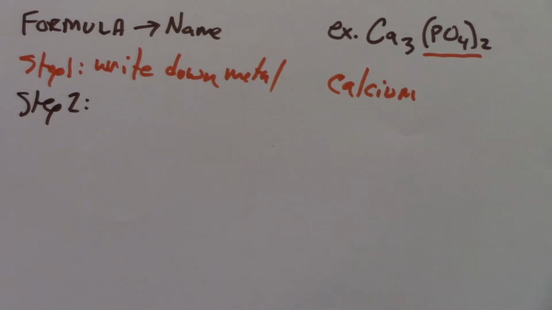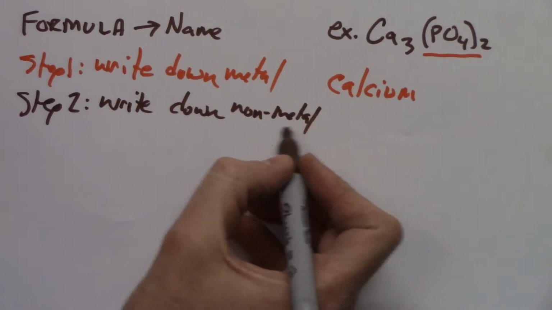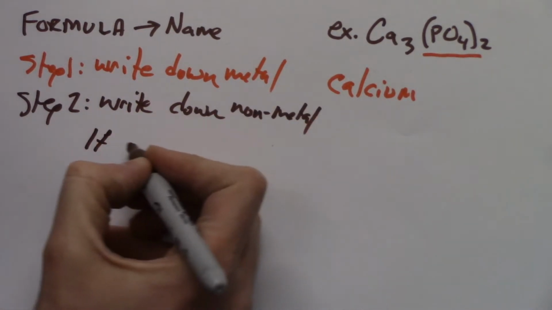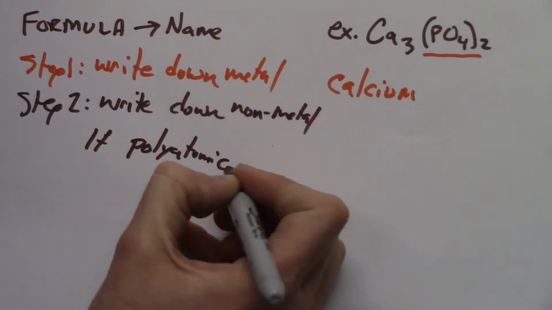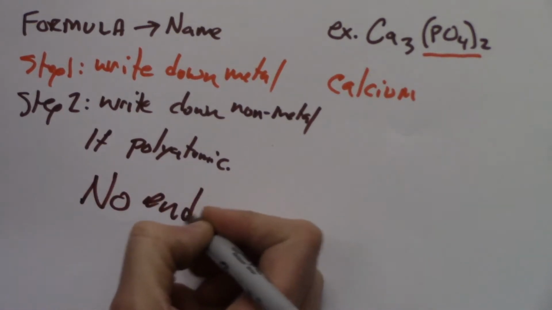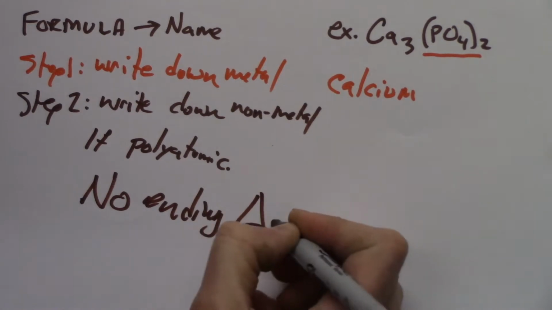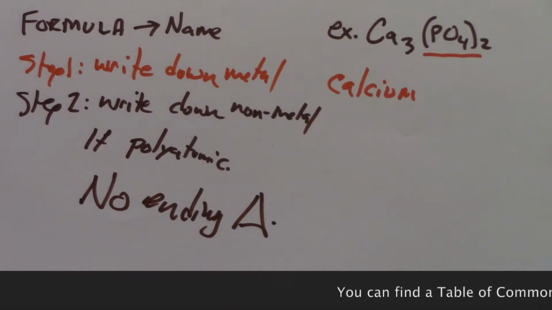Step 2 is write down the name of the anion. So the non-metal here is really tricksy. If it's polyatomic, don't change the ending. No ending change. You write it exactly the way it is found on your table of polyatomic ions.